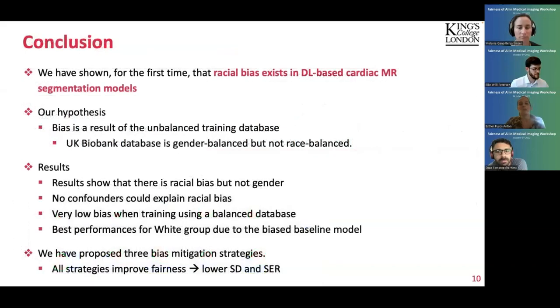So in conclusion, here we show for the first time that there exists racial bias in deep learning-based cardiac MR segmentation models, but not gender bias. And we think this is because of the use of an unbalanced database, and also that there is no confounder that could really explain this difference in bias, but that some of the proposed bias mitigation strategies could help in order to reduce this bias.